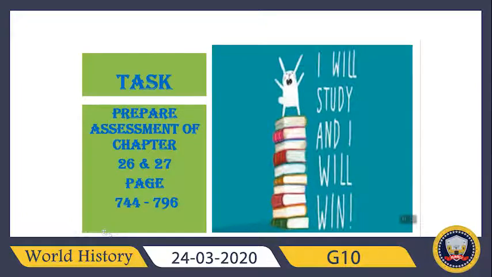And the most important part of our talk is the task for today. Here I put it for you: I will study and I will win. This should be your motto. I will study and I will win. The task for today is to prepare the assessment of chapters 26 and 27. You will find this on pages 744 to 796. You will find every term, every topic, each and everything in your books. So let's not waste time, and open up your books and prepare this assessment till I come again with the next class.